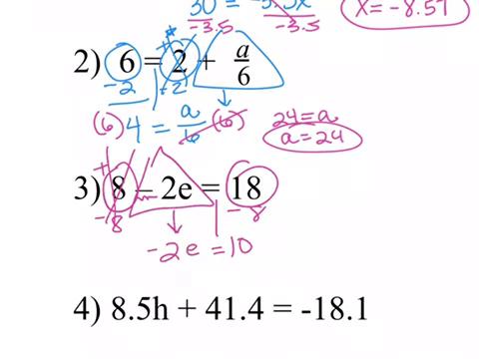So negative 2e. And now my last step, since this is multiplication, would be to divide, because I'm trying to get e by itself. So e equals negative 5.